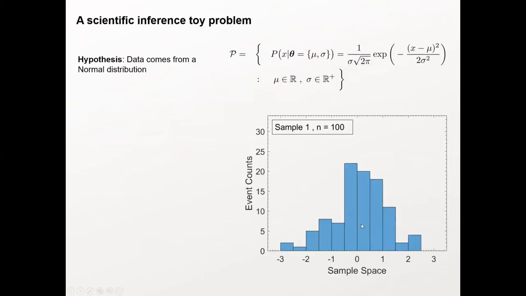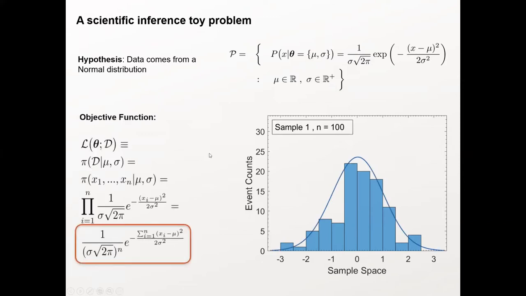Now, here is a very simple illustration of a scientific inference problem. So let's say you have collected this data set. It resembles a Gaussian, so we're going to form a hypothesis that this data comes from a normal distribution. And we were hoping that a normal distribution would be a good fit. So we construct a likelihood function, which represents our objective function in this particular problem. The details are not important, but the bottom line is that this objective function depends on two parameters of the model, the variance and the mean. And then our goal is to find the best fit mean and variance of this problem.